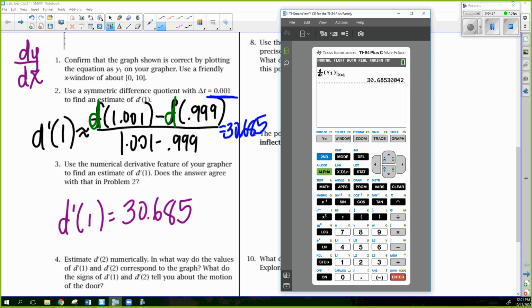Now, do you think you could shortcut it on your calculator? What could you do? Second enter, and then arrow to the 1 and change it to a 2.